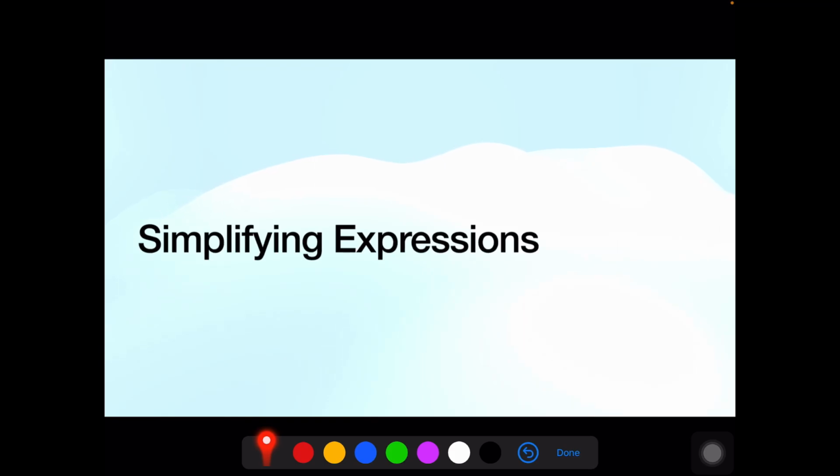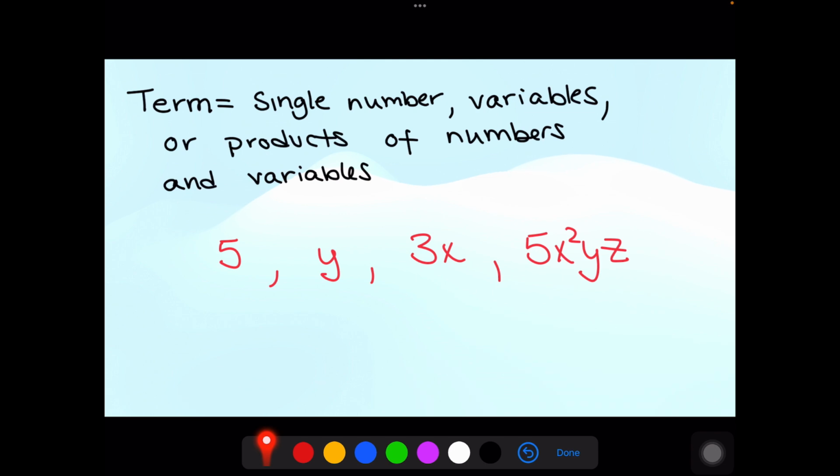This video is going to discuss how to simplify algebraic expressions. I'm going to start by defining a couple of vocabulary words. In math, a term refers to either a single number, a variable or variables, or products, so multiplication, products of numbers and variables. So below in red, I have some examples of terms.